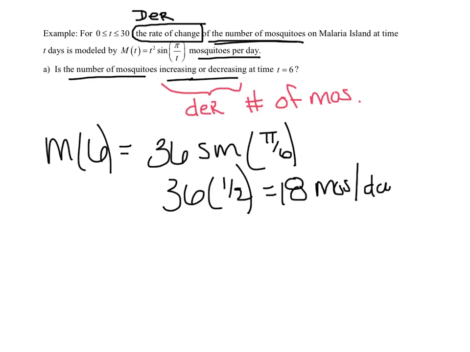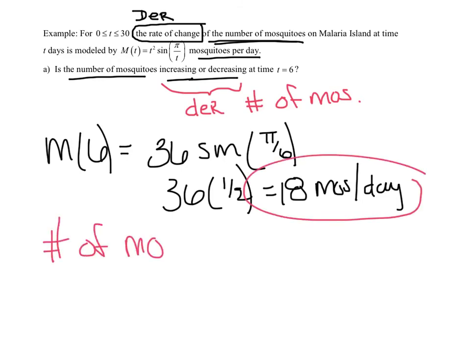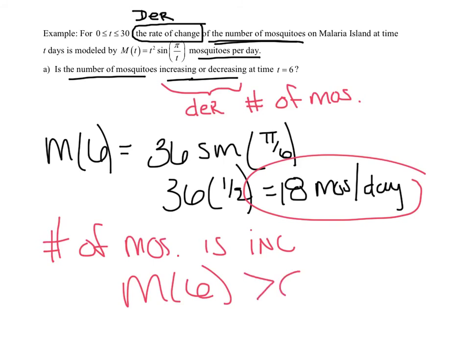But the real question is the number of mosquitoes increasing or decreasing? And I am certainly going to say the number of mosquitoes is increasing. And how do I know that? m of 6 is greater than 0, and that is my justification. Notice I didn't say m of t, I said m of 6, specifically at time t equals 6.